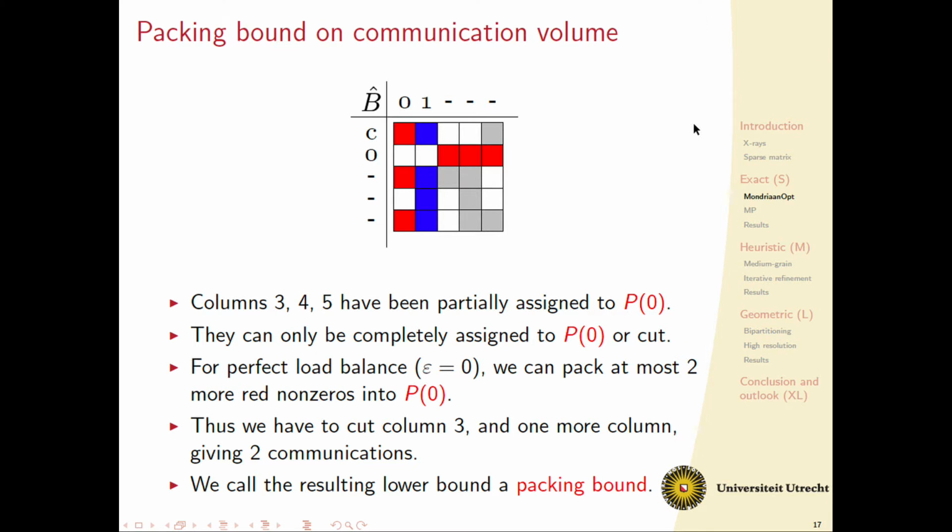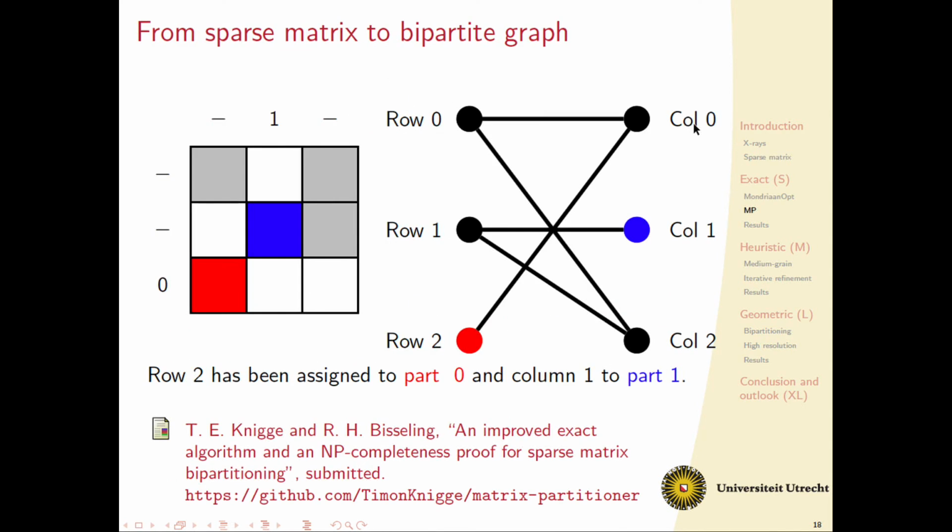For example, assume that we want an exact equal number of non-zeros, 8 red, 8 blue. Then in that case, we already have 6 red ones, so we can only assign 2 more red ones. And then if you look at the second to last column, which has 4 non-zeros, then we cannot assign all of them to the red processor. So we have at least one cut, so an extra communication. So this is a packing bound.